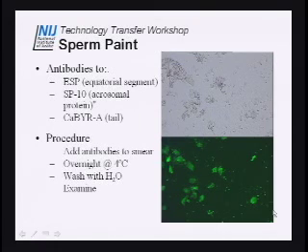Procedures: add the antibodies to the sperm overnight at 4 degrees centigrade, wash with water, and examine it. Look at the top slide up there. Yeah, this one might be one you want to lower the front lights on so people can see.